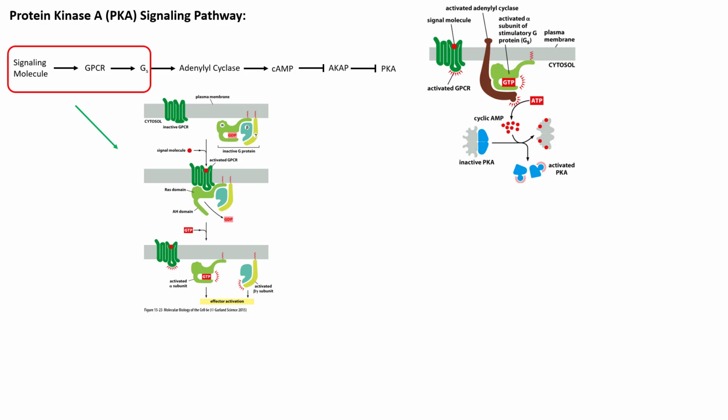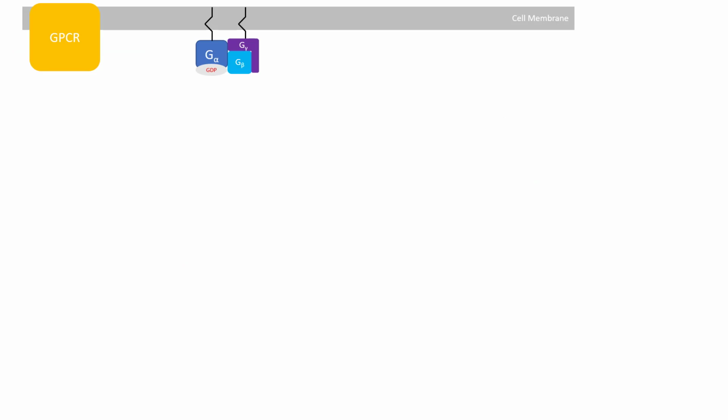So the G protein coupled receptor and the G protein are both tethered to the membrane. The G protein coupled receptor, of course, being a membrane protein, and the G protein is being tethered to the membrane by a lipid tail that is attached to the G alpha subunit and the G gamma subunit. The inactive G protein has a GDP bound at the G alpha subunit.